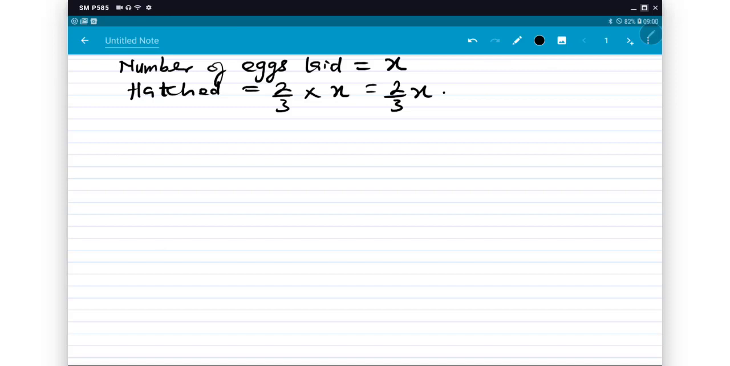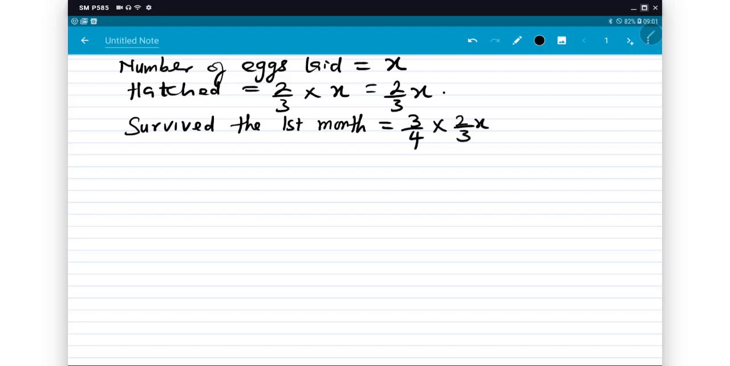So let me put it like this. Survived the first month, or first month survivors, that will be 3 over 4 of, which means times, the hatched eggs, 2 over 3 x. So 3 eliminates 3, then 2 here, 1 here, 2. You can always simplify that like that so that you can have simple fractions to work with. So that gives me 1 over 2 x. So survived the first month. Okay, you can say we're taking it line by line. That's how you answer word problem questions. Now let's continue.